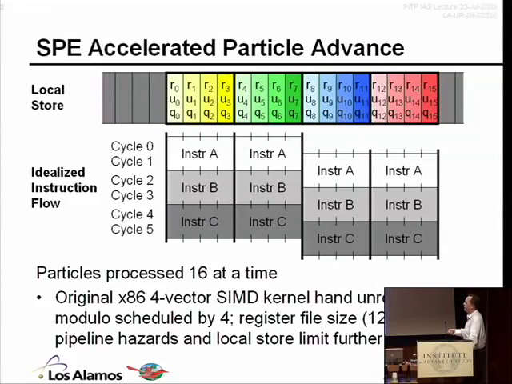Well, we took our original 4-vector SIMD kernel, we unrolled it, and modulo scheduled it by 4, in order to process particles 16 at a time. Conceptually, it'd be something like this. Over here, we have our particles in the local store. We have 16 of them, and 4 of them will be processed by one of the floating point units on the SPU, and the next 4 will be processed by the second floating point unit.